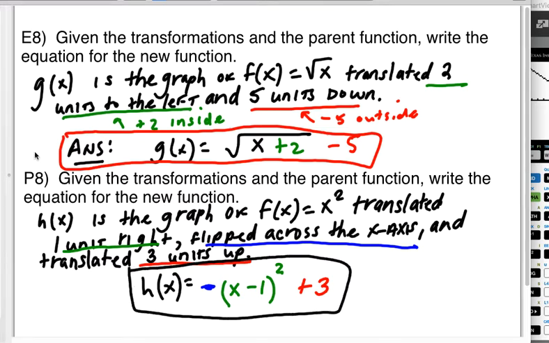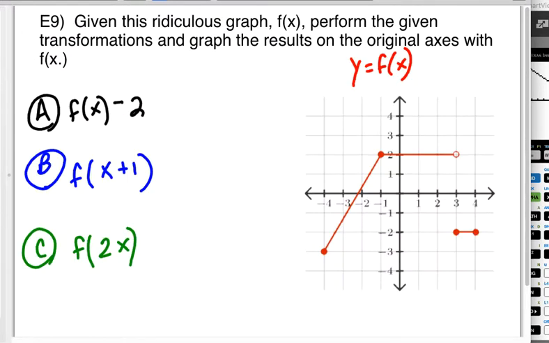All right, moving on. So now we're going to get to those weird graphs that we're going to see, and we're going to do our last 2 problems, an E9 and a P9, and then that'll be it for 2.7. So let's get to some weird graphs. Okay, so borrowed from the interwebs is this piecewise function graph, and we saw piecewise functions in 2.6. So in all of these, we're going to perform the given transformation and draw the result on the original axes. Now this is already in red, so I have these other ones in different colors.